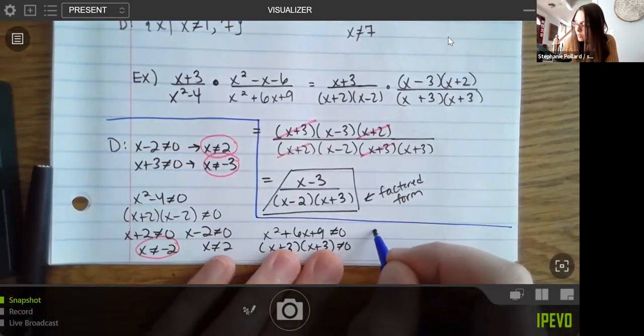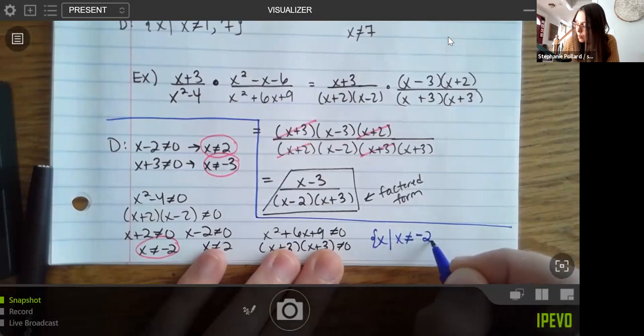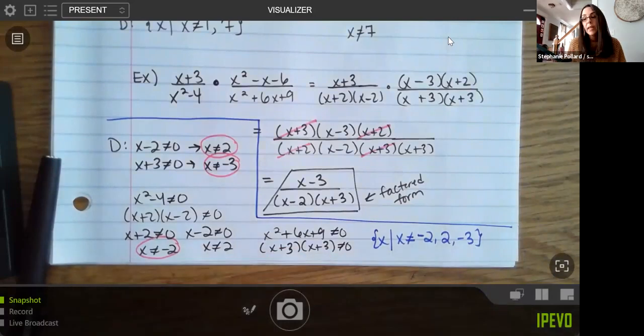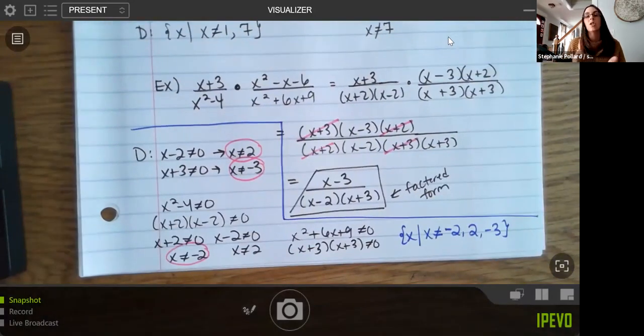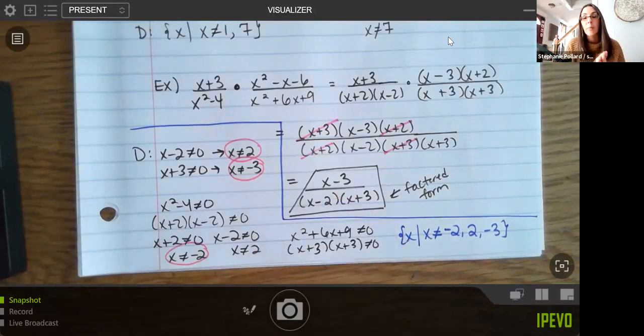And again, I'm just going to use set notation to save a little room here. So x cannot be negative 2, positive 2, or negative 3. So just be careful when you're checking. Make sure you check your end result, but also make sure you check your starting problem, because you may have canceled a factor out, and there could be something there that you need to exclude for a value.